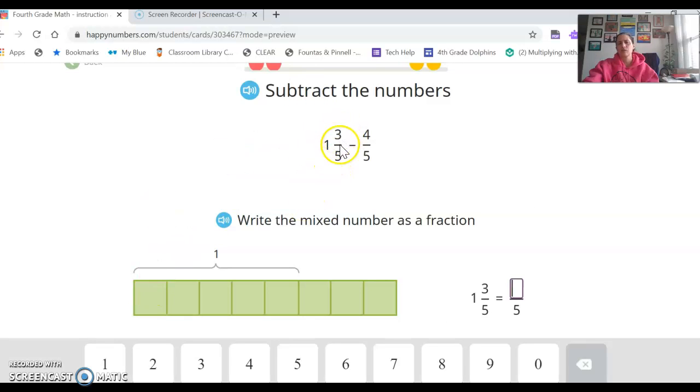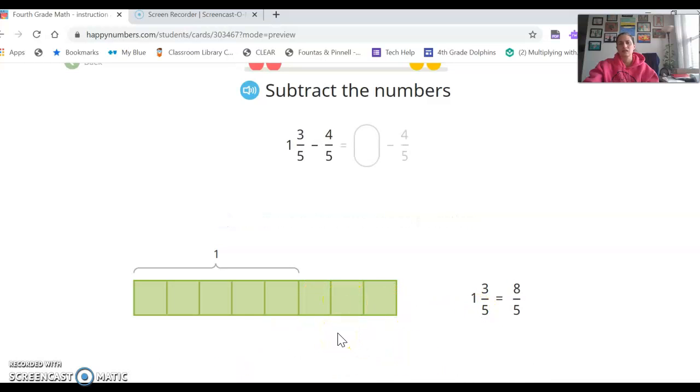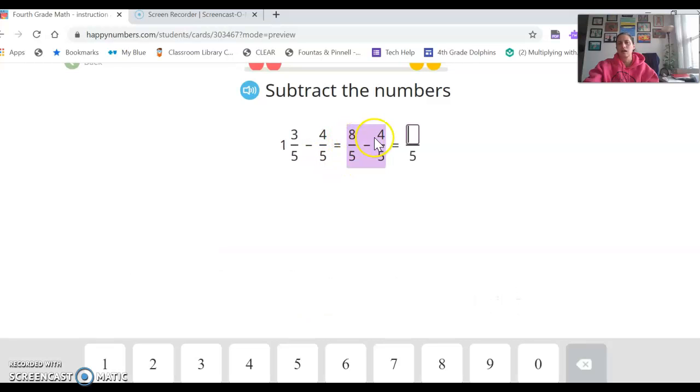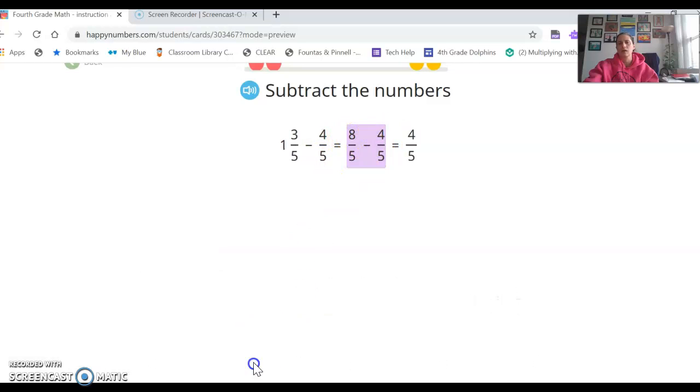But right how it is, if we have 3/5, can we take away 4/5? No, so we have to make it so we can. So right here, let's see how many fifths this equals. 1, 2, 3, 4, 5, 6, 7, 8. So that equals 8/5. Now, can we subtract? Now we can subtract. 8 minus 4 is 4.